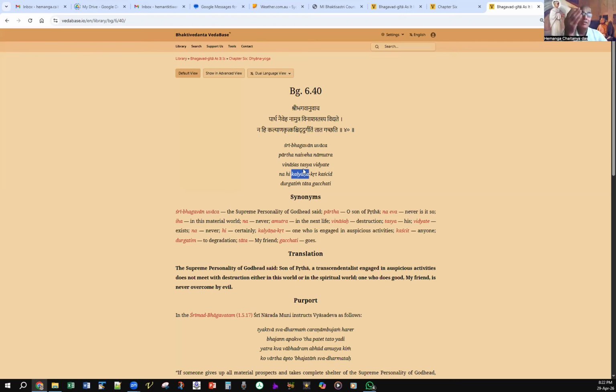So homas, maybe, we're not saying homas are bad, but the point is, what is the auspicious activity? If it takes you towards Krishna, that is called Kalyan Krit. Kalyan means that which really brings auspiciousness.